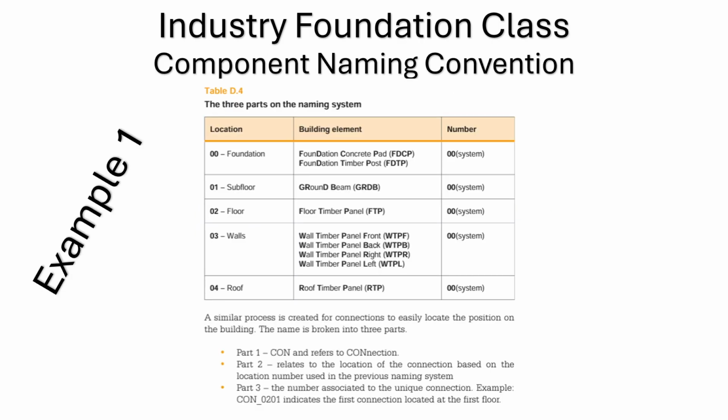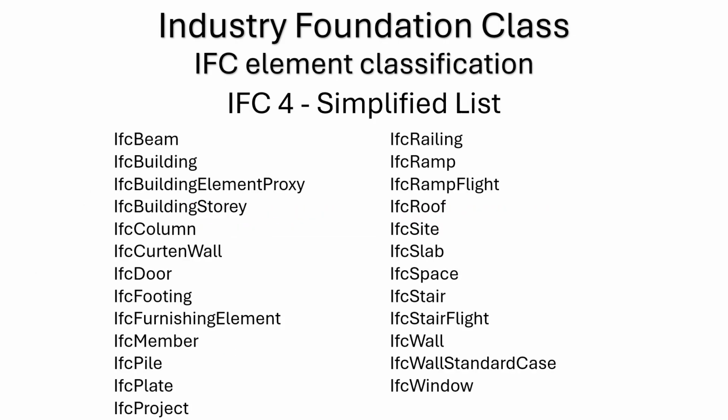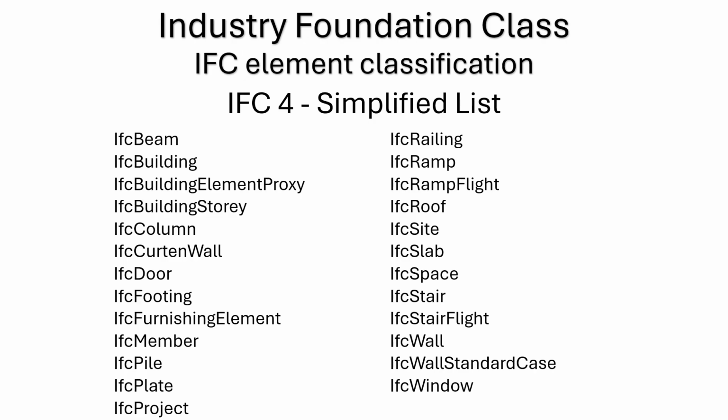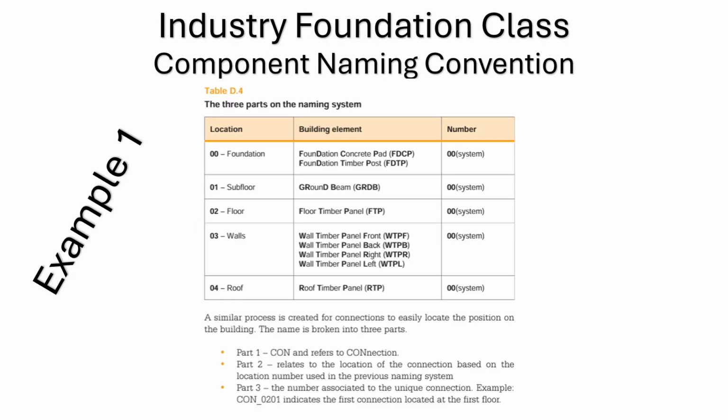Right, some industry foundation class component naming conventions. This is the first example. It could be the first part, 00 foundation. So the three parts of the naming convention, we've got the location, building element, and number. This is a very, very simplified version of what you saw before. There's the big one that you saw before, and that was from Scottish Futures Trust. This is just a very simplified one that I pulled together from somewhere.